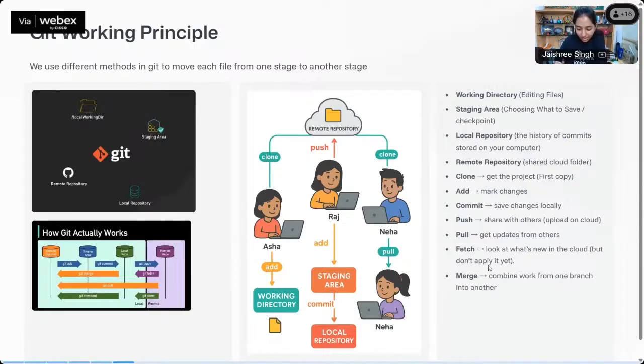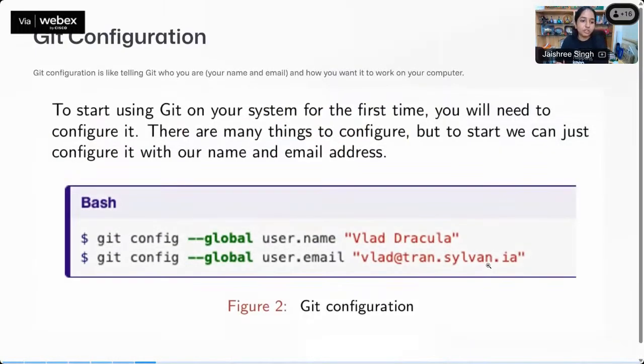Next, let's go to the configuration part. Git configuration tells git who you are, your name and email, and how you want to work on your computer.